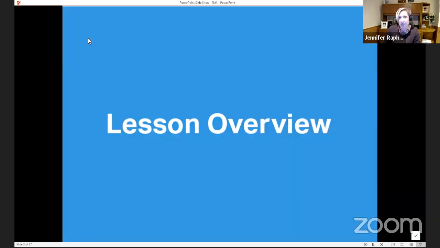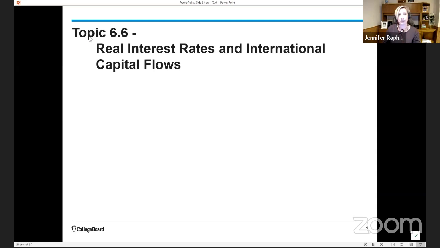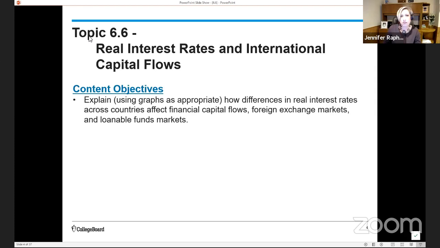And our topic for tonight is 6.6. It is the last topic in the course and exam description for AP Macroeconomics. And we're going to be talking about real interest rates and international capital flows. So the content objective for this evening is to be able to explain how differences in real interest rates across countries affect financial capital flows, foreign exchange markets, and loanable funds markets.